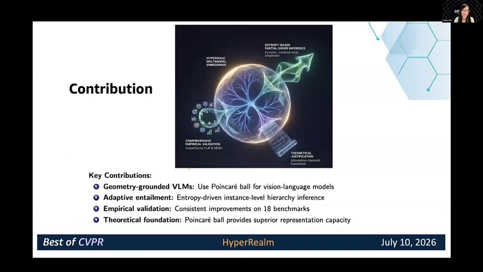Now let's take a look at the conclusion. First, hyperbolic multimodal embeddings, where we represent image and text in a shared Poincaré ball, naturally preserving tree-like hierarchical relationships inherent in multimodal data. And the second, entropy-based partial order inference. And third is a comprehensive empirical validation through exhaustive datasets across different domains. Fourth is theoretical grounding. We also provide information theoretical justification connecting entropy, hierarchical structure, and hyperbolic geometry. So together, these contributions establish hyperbolic geometry as a foundational framework for structured multimodal understanding.